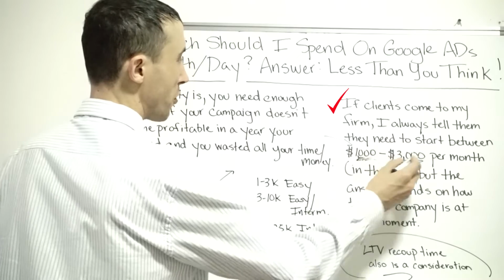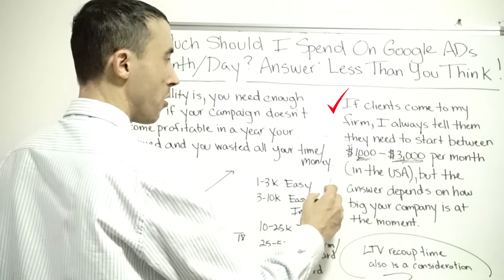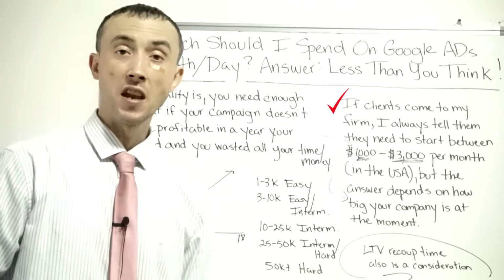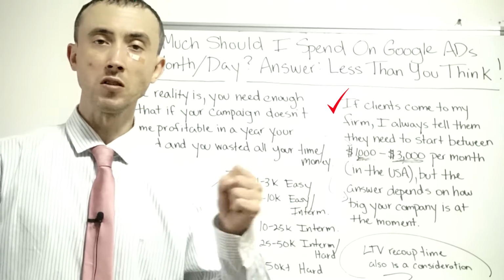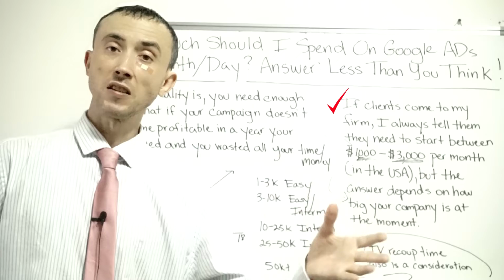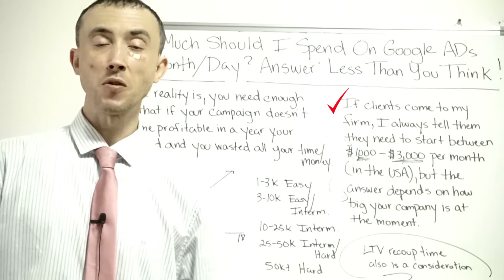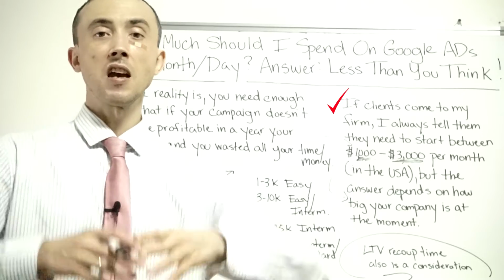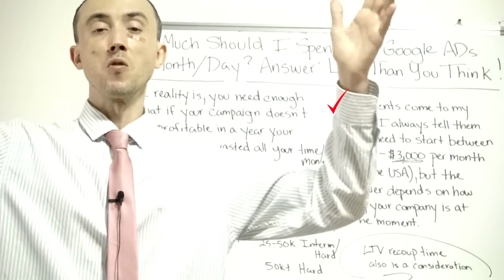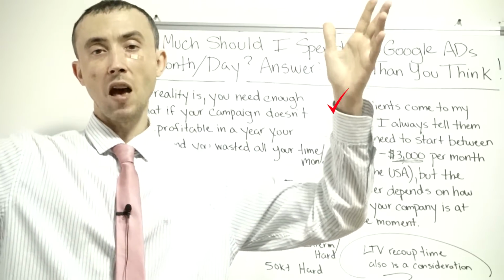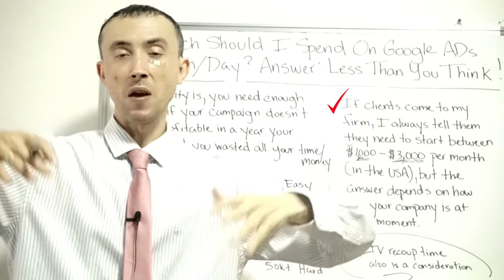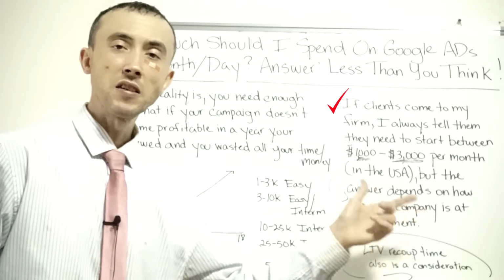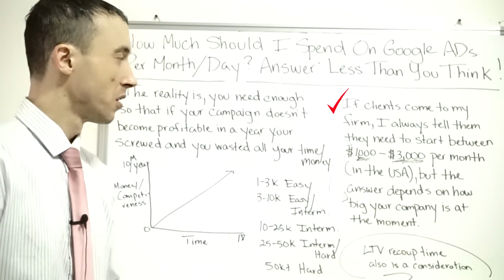But whether you do $1,000 or $3,000 a month depends on how big your company is at the moment, I would say, more than anything, because if you can afford to lose $1,000 a month, you invest $1,000 a month. If you can afford to lose $3,000 a month, you invest that because you're going to get to the initial point of profitability quicker and get to the end point where you're running your ads at maximum speed and at maximum budget quicker. Invest basically what you can afford to lose.